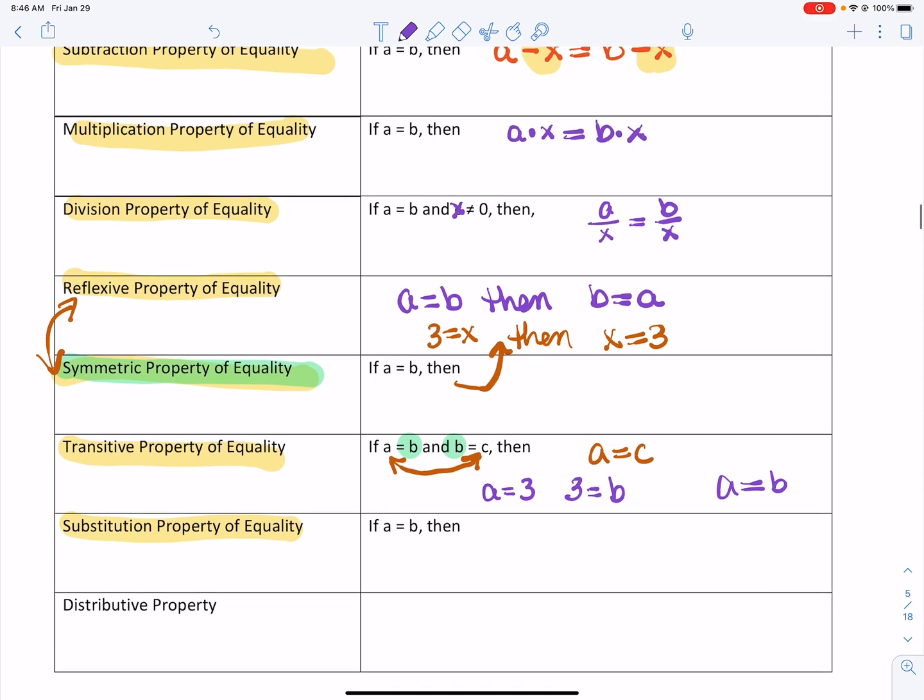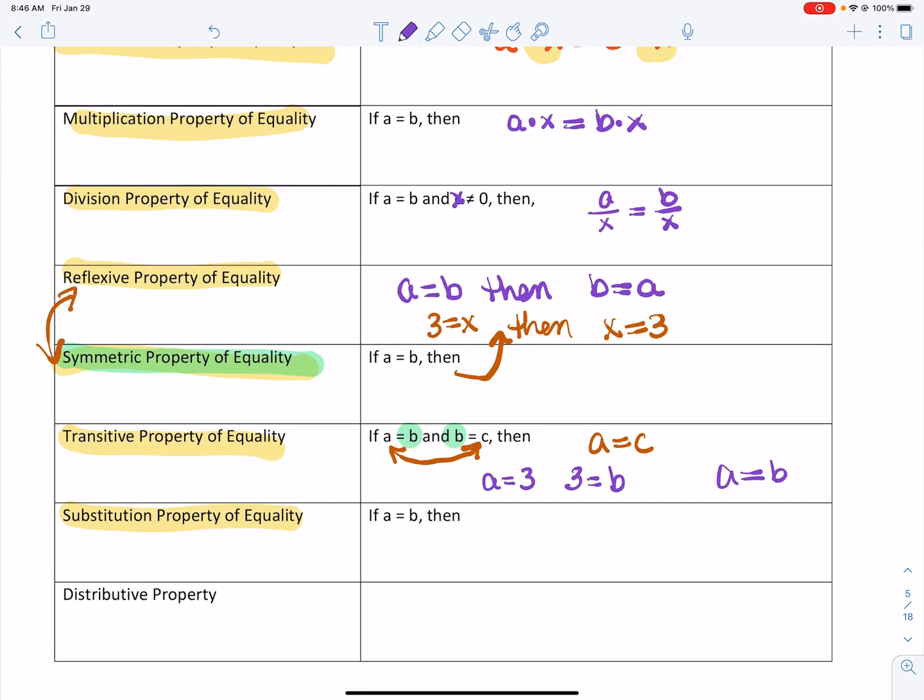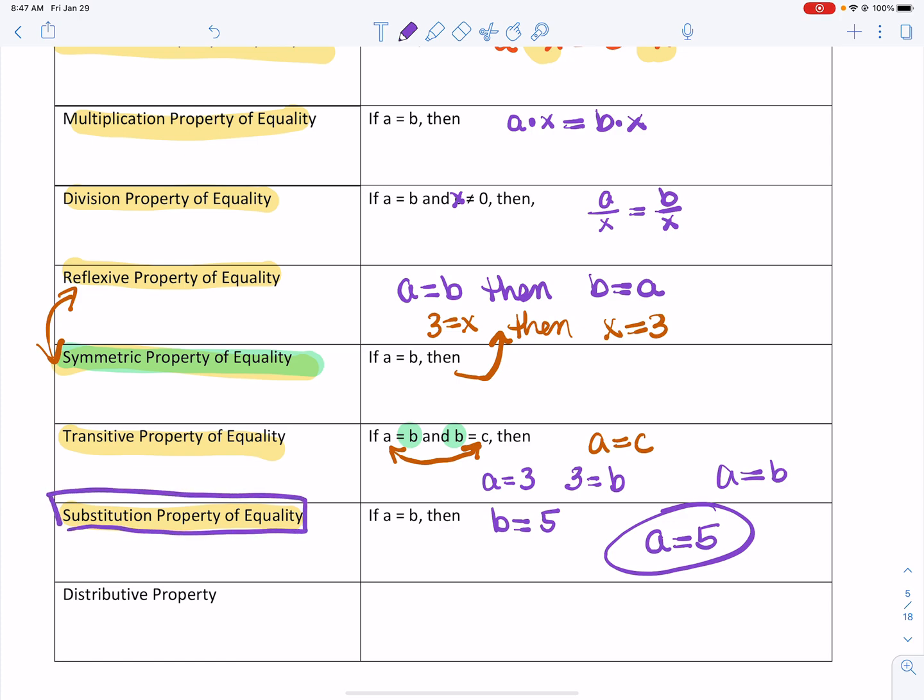Okay, so then you have the substitution property. So you're going to actually substitute in. If I know that A equals B and B equals 5, then I can say A equals 5. We're not going to use this one as much in what we're doing tonight, but I'm just giving that to you. You're going to take whatever B is and substitute it in there. It's one of the properties that you need to know.